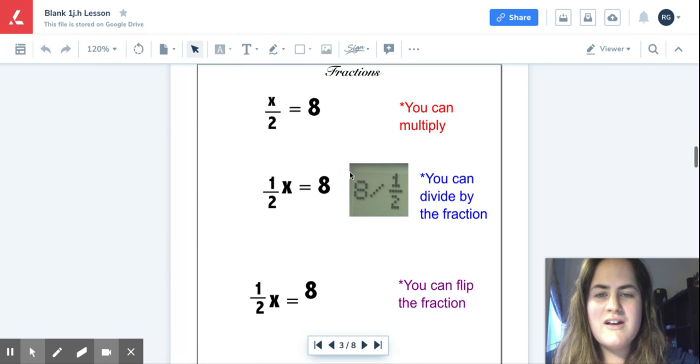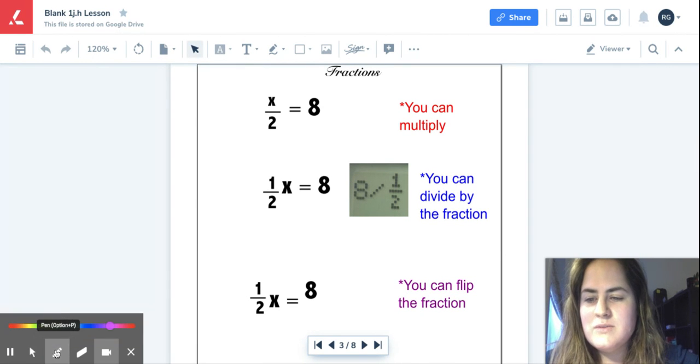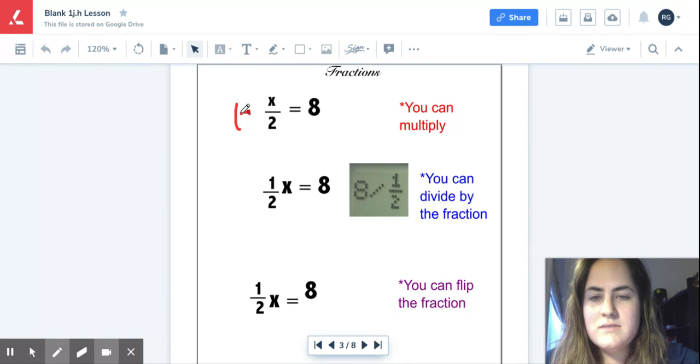The first thing I want to talk about is, let's say you're solving an equation and you see a fraction. So we have x divided by 2 is equal to 8. The opposite of dividing by 2 is multiplying by 2. So I'm going to multiply by 2 on both sides, and my opposites cancel, and I'm left with 8 times 2 on the right side, which is 16.